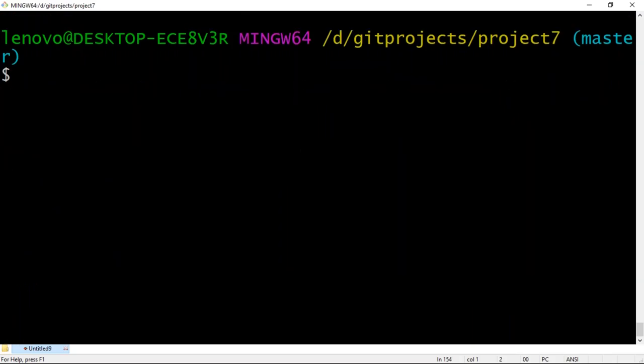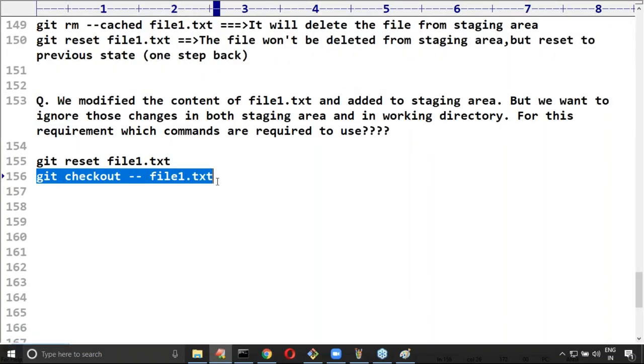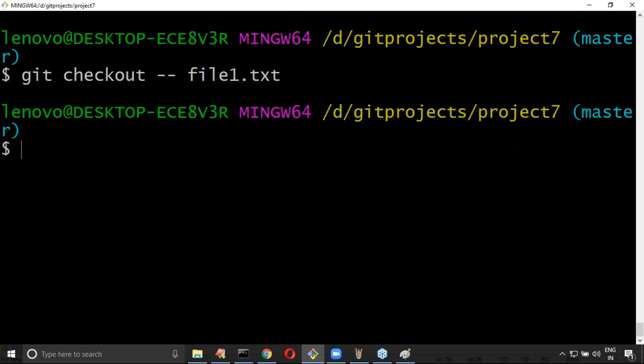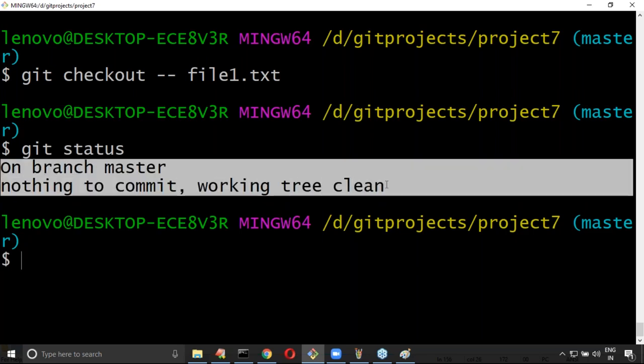Now the changes are discarded from the staging area. Now I want to discard the changes from the working directory also. What command do we require to use? git checkout -- file1.txt. Now have a look. Observe, git status. Nothing, working tree is clean.